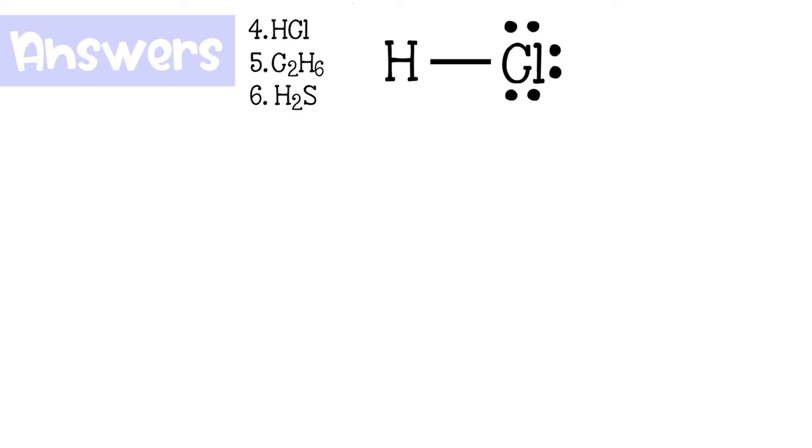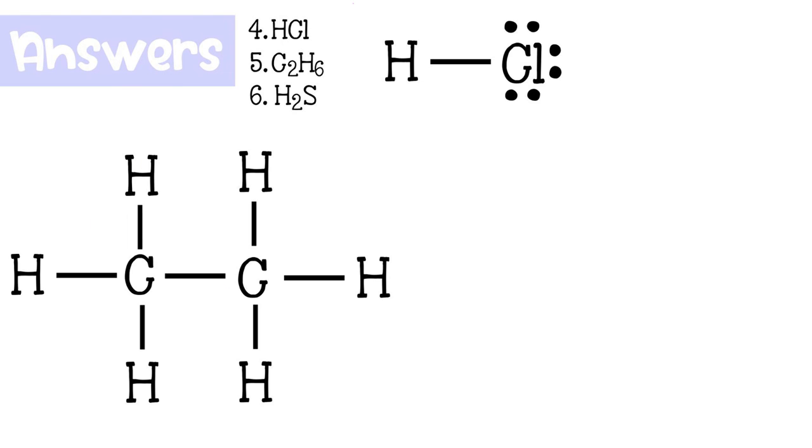Number 5 is C2H6. So, as we already know, hydrogen can only form 1 bond each, so we're going to have to bond our 2 carbons together. Now, each carbon has 3 more lone electrons that can be used to bond with hydrogens. Notice how each hydrogen is now a complete duet, and each carbon now has a complete octet because each bond is 2 electrons.